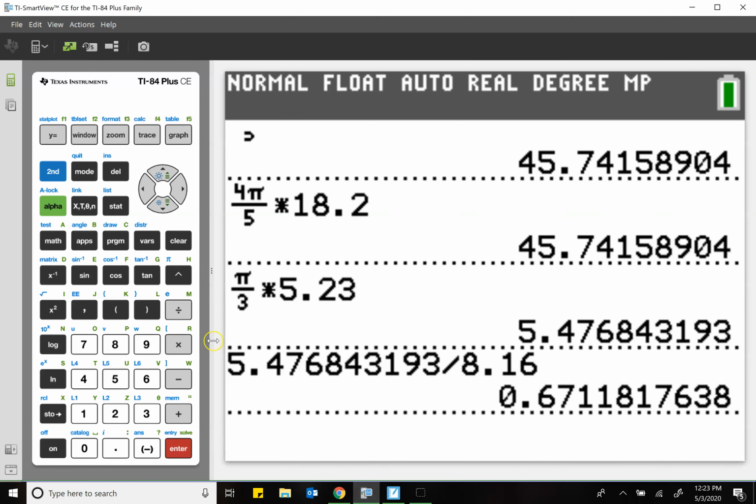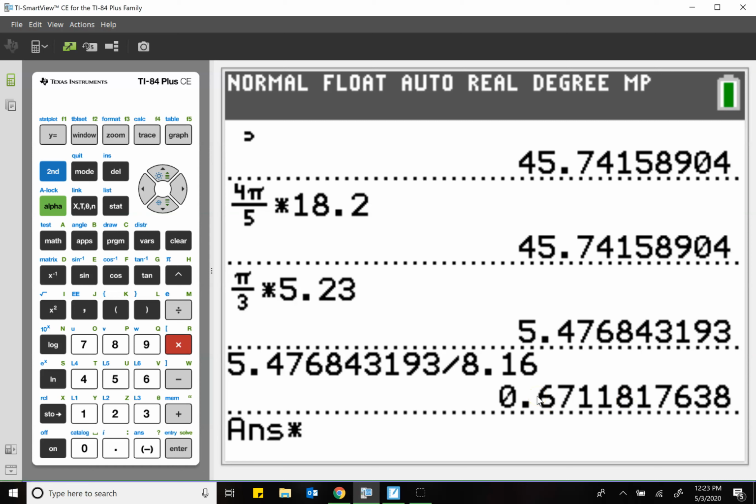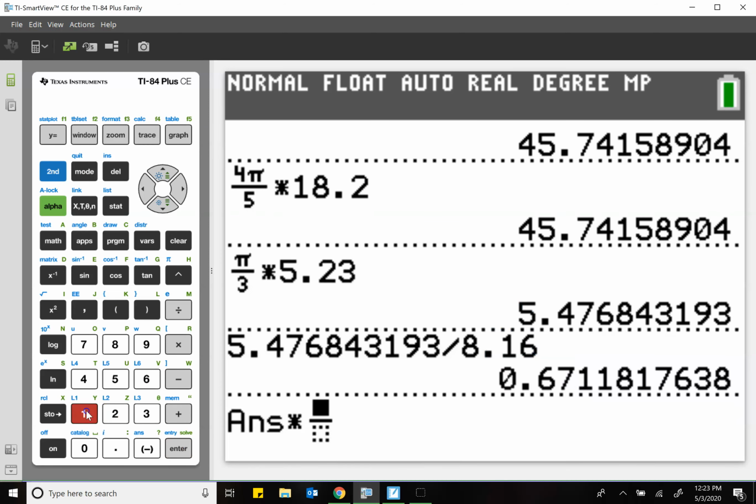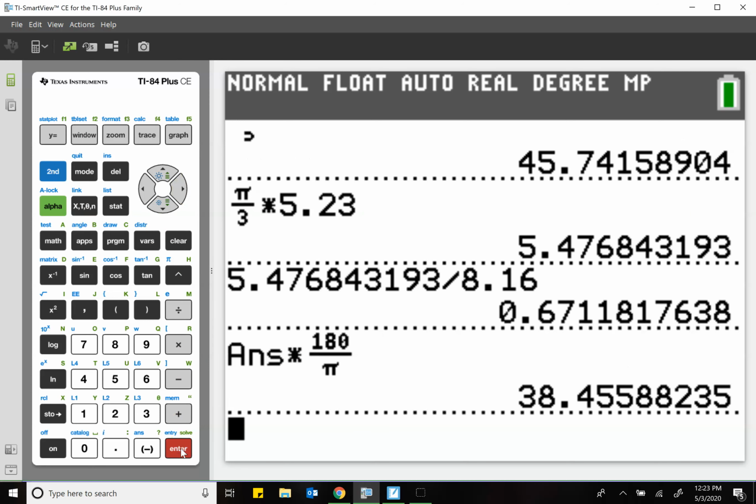So we're going to take that number times, so that's what the ANS means, that previous answer, or I could have scrolled back up like I did a moment ago and grabbed it, times 180, and then second pi. You have to use pi on this. And there's how many degrees that is. 38, and it said round to the nearest tenth, so 38.5 degrees.